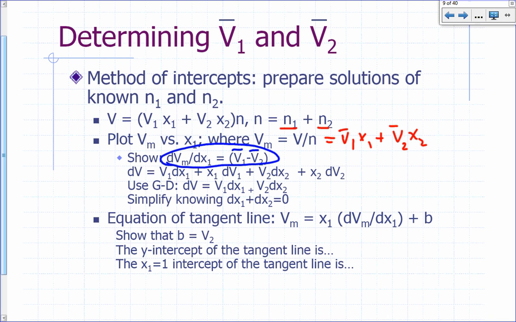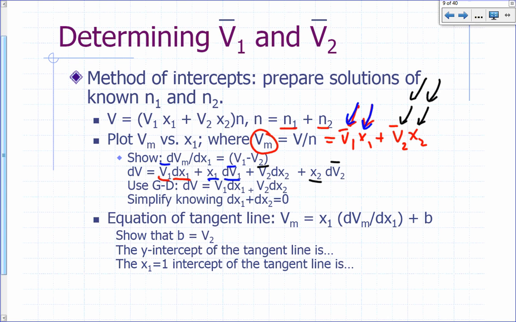Okay, how do you do that? Well, let's see. If you take dVm, so again you do the first times the differential of the second, so V1 bar dx1, plus the second times the differential of the first, so plus x1 dV1 bar, plus the first times the differential of the second, so that's V2 bar dx2, plus the second times the differential of the first, x2 dV2 bar.